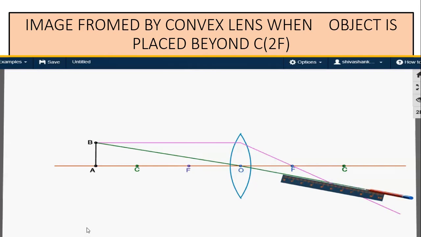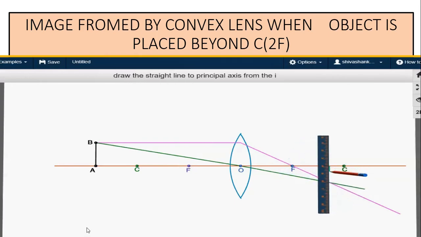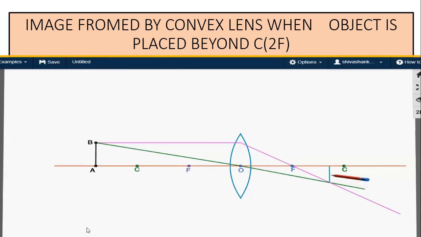See here, they are converging, they are intersecting at a point. From that intersecting point, draw a perpendicular to the principal axis. So now that is the position of the image, that is image A dash B dash. From that you can find the nature.